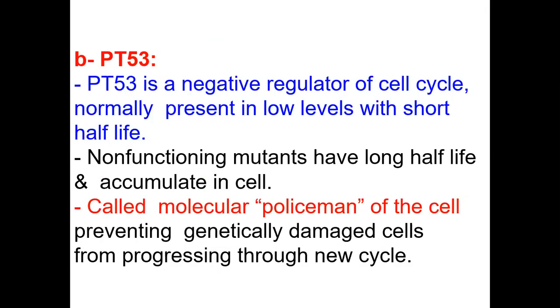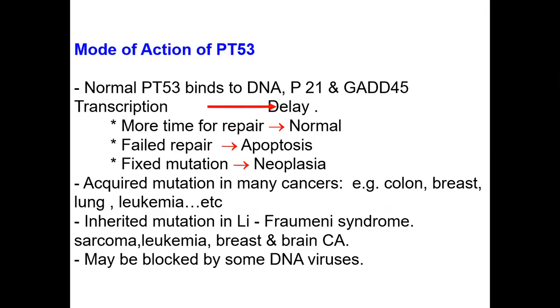It is a negative regulator of the cell cycle normally present at a low level with a short half-life. Non-functioning mutants have a long half-life and accumulate in the cell, called the policeman of the cell, preventing genetically damaged cells from progressing through the cell cycle.